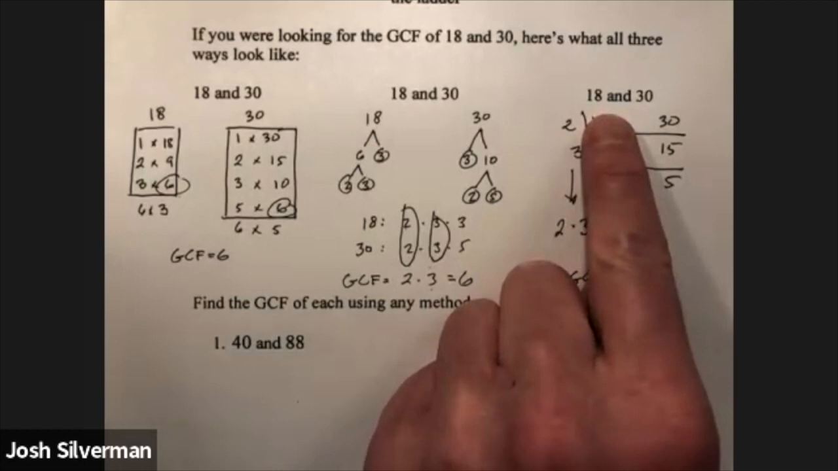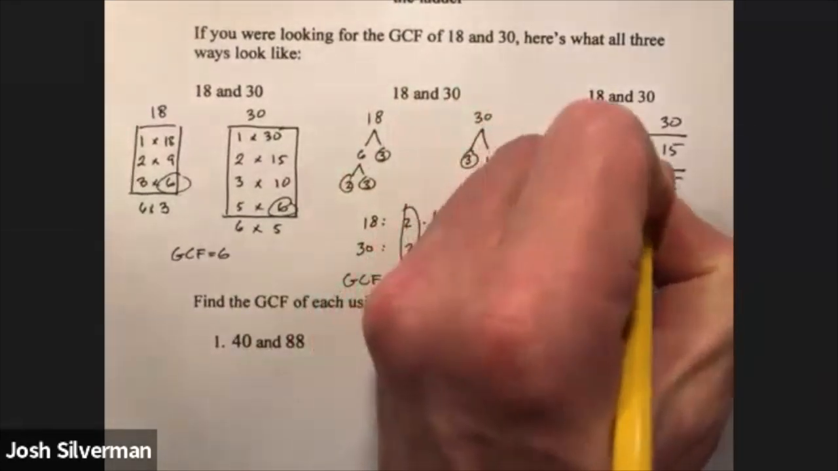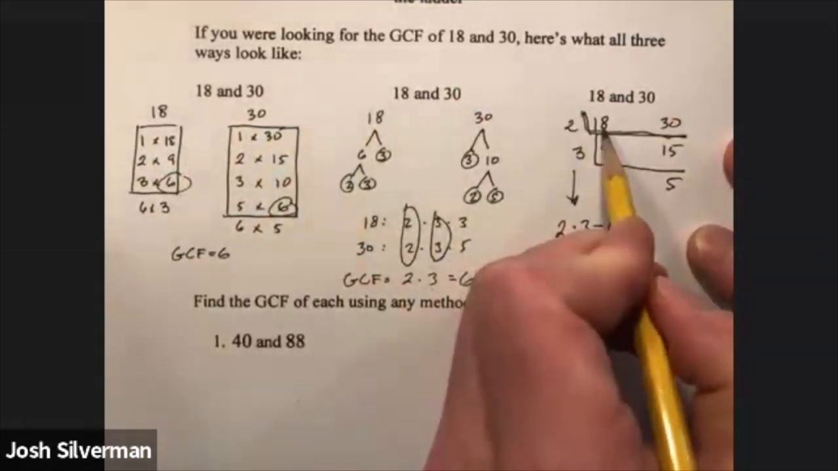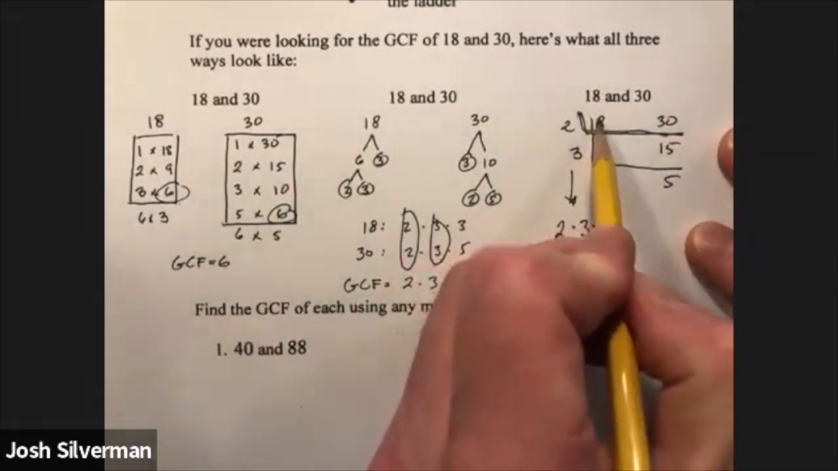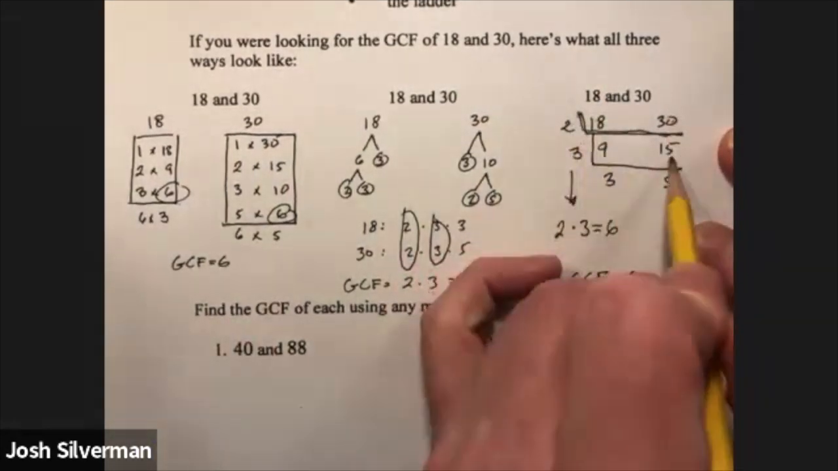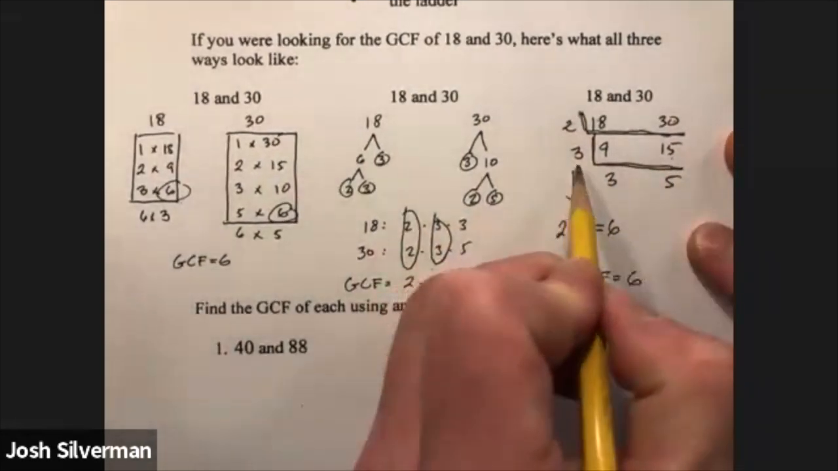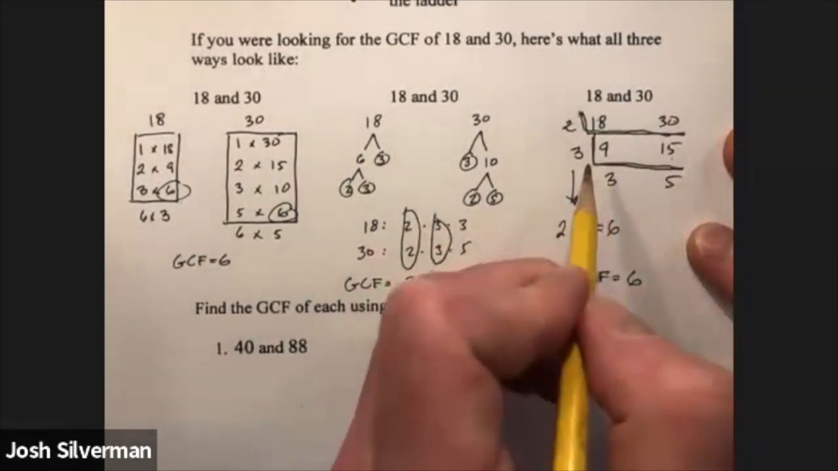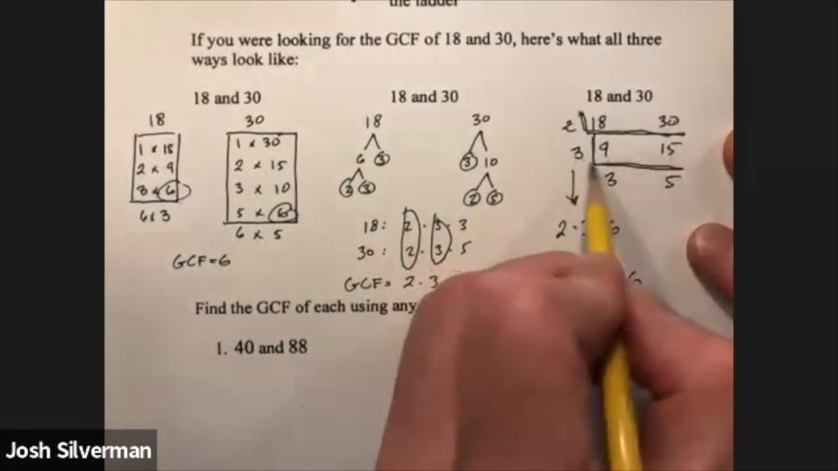Okay, well, 18 and 30. We just do like a little upside down division bar, and we say, what's something both of those could be divided by? Both of those could be divided by 2. 18 divided by 2 is 9. 30 divided by 2 is 15. Make another little upside down division bar. What can both of those be divided by? Well, both of those can be divided by 3. 9 divided by 3 is 3. 15 divided by 3 is 5.